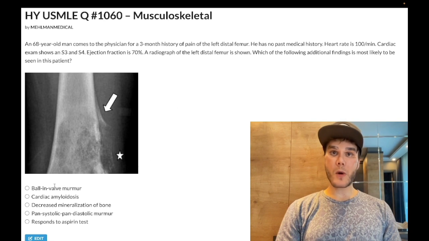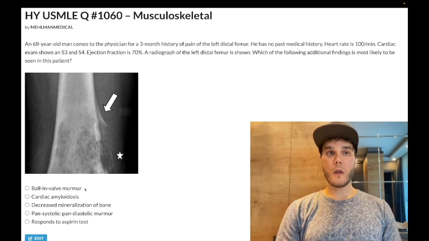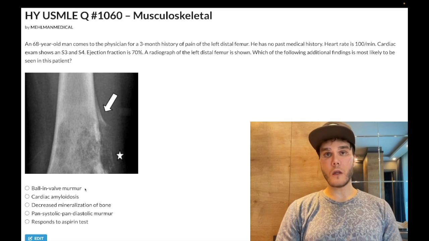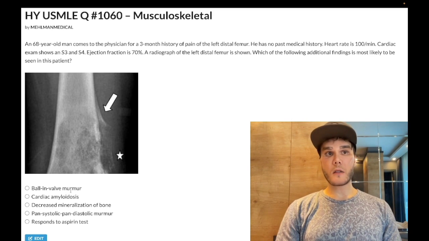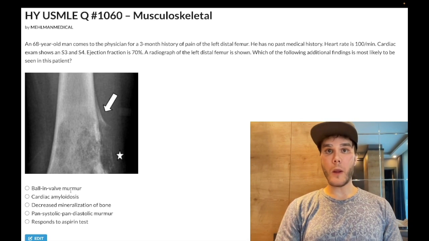Choice A, ball and valve murmur, wrong answer. Very buzzy for cardiac myxoma, most common cardiac tumor in adults. It could, of course, in theory, be cardiac rhabdomyoma, tuberous sclerosis in kids, but they'll usually give you a diastolic murmur. It can be systolic. It's usually a diastolic murmur that will abate with change in positioning of the patient. Okay, just very buzzy for cardiac myxoma. Wrong answer.